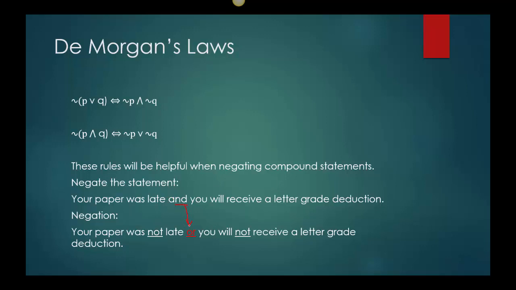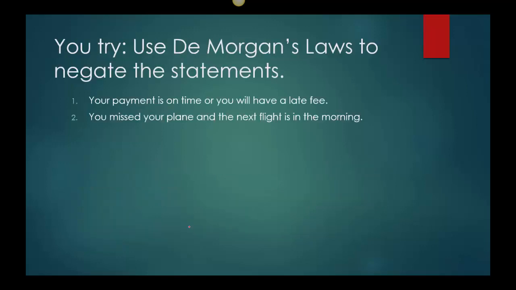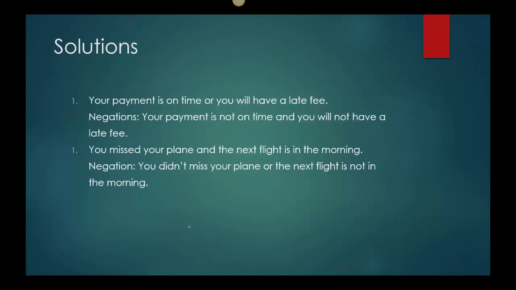That connectives and will change to or will change to and. So I want you to remember that or goes to and goes to or, and I want you to try to negate these two statements for me, and then come back and check with me how you did. So let's start with your payment is on time or you will have a late fee. All right, so if I negate it, your payment is not on time and you will not have a late fee. Doesn't sound like what you think the opposite is, really, right?